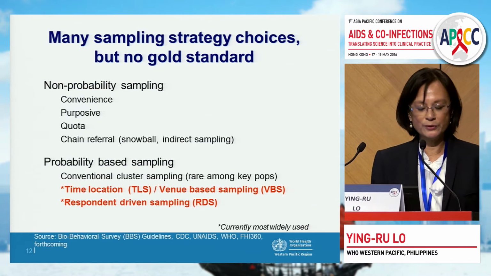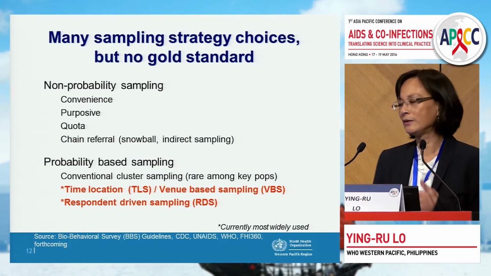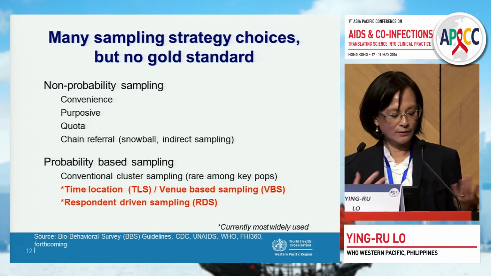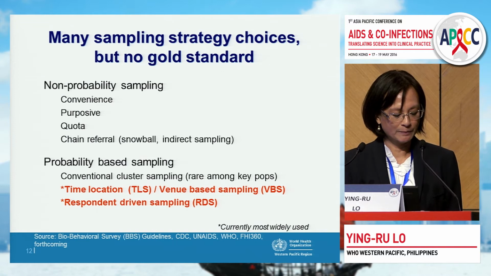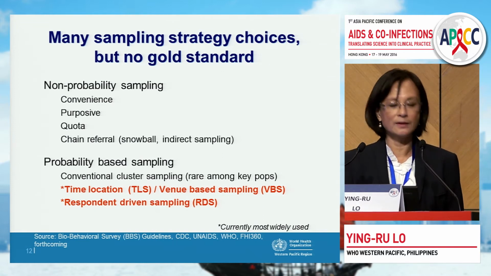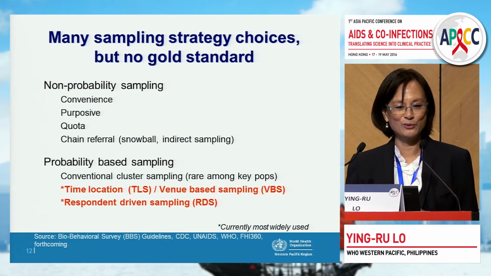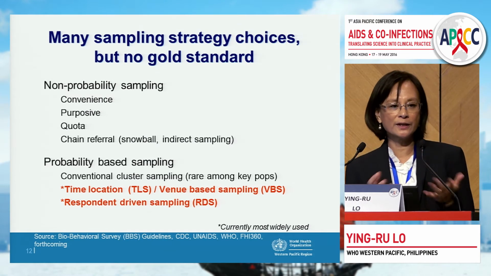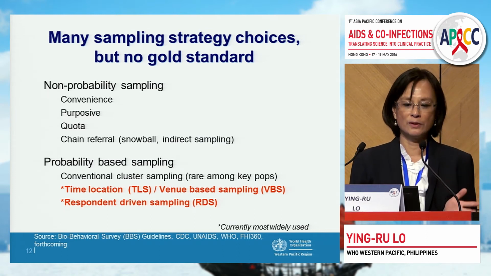So if we do surveys, we would really like the surveys or the surveillance to be representative. It's like in a clinical trial, you want to have a representative sample. So each individual included in the surveys or in your study must have the same probability of being sampled or recruited into the survey. And there are certain methodologies which do that and others are not. Key populations are difficult to reach, so the majority of surveys actually use non-probability sampling like convenience, purposive, quota, and also chain referral sampling like snowball, indirect sampling. These methodologies are prone to bias.